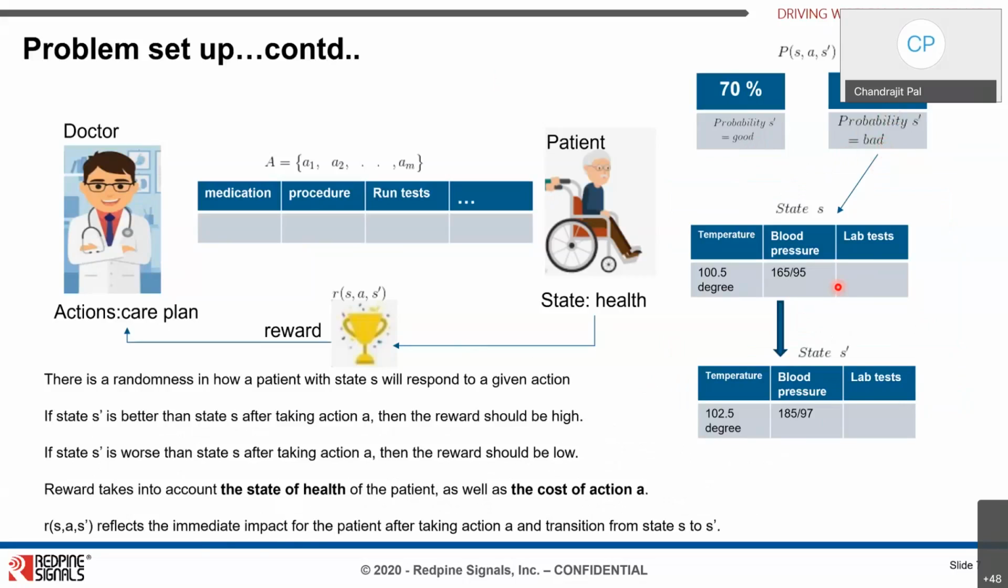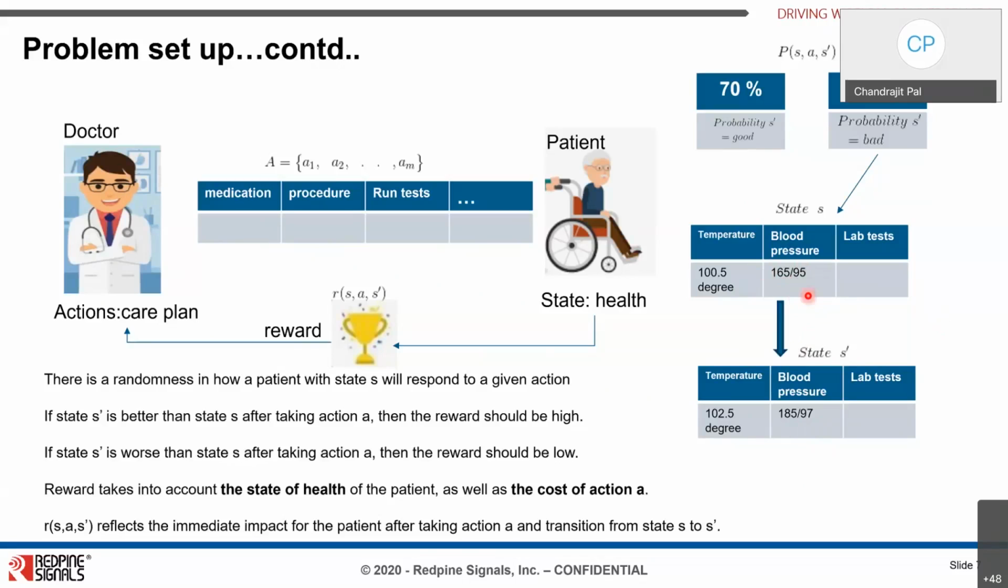Okay, say there is a current state of the health of the patient, and after applying medication, the state change is such that the temperature has gone up from 100.5 to 102.5, and the pressure, which was supposed to be going down, because normal BP we know is 120/80, the ideal one. So 165/95 was high, and instead of going down, it has gone up again to 185/97. So can we call this state change good or bad?